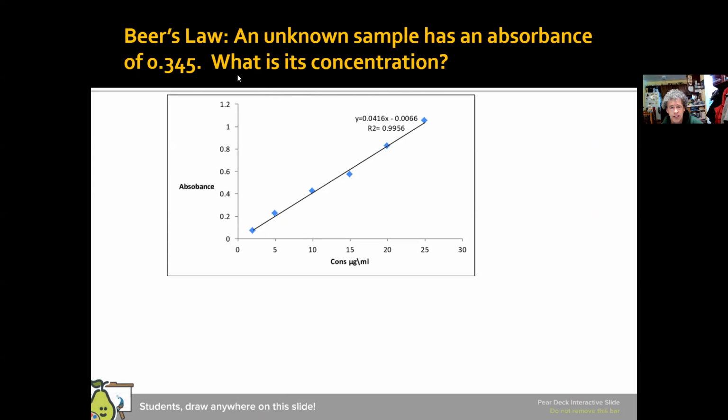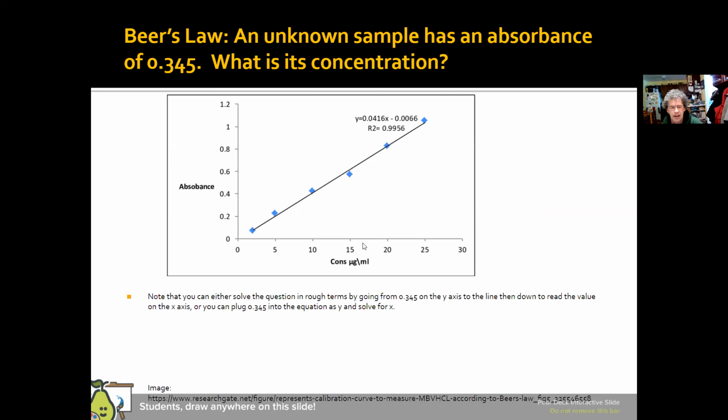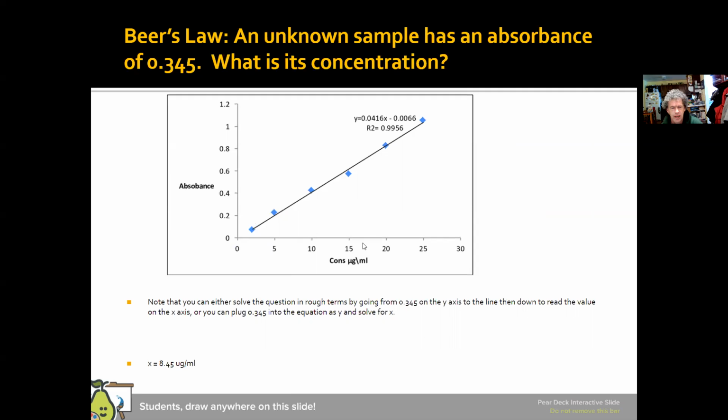And you can also do this, maybe more precisely, by putting this value into the y. So 0.345 equals 0.0416x minus 0.0066. So if we add 0.0066 to both sides and then divide by 0.0416, we can solve for x. And I think in this case we got 8.45, which was similar. We said it was in the 8 to 9 range, and it's somewhere right in that range.